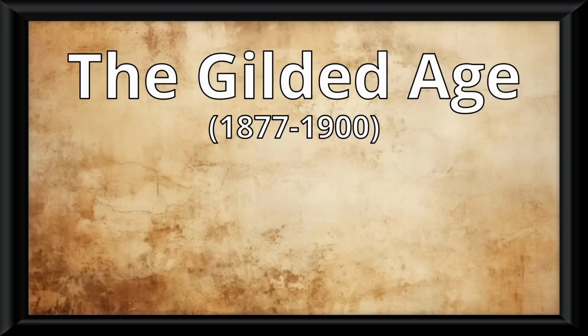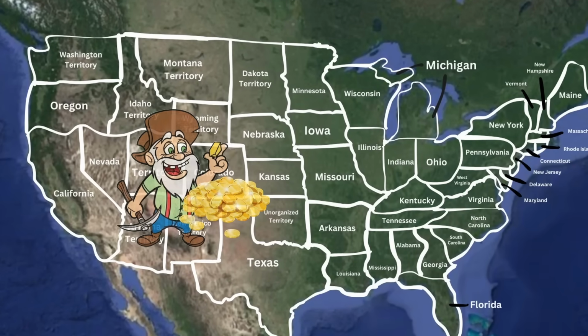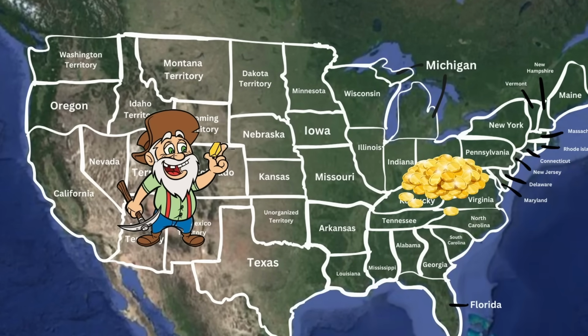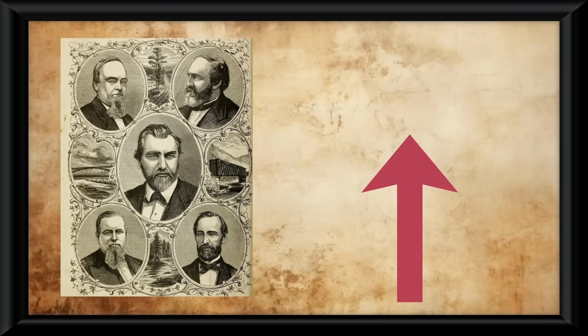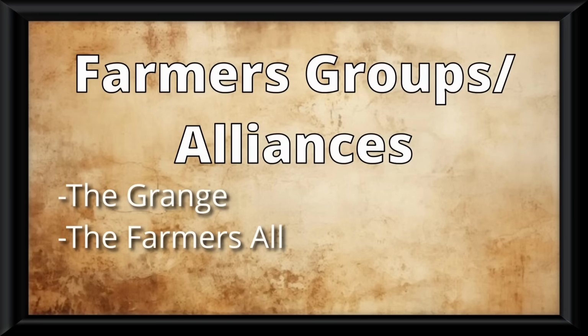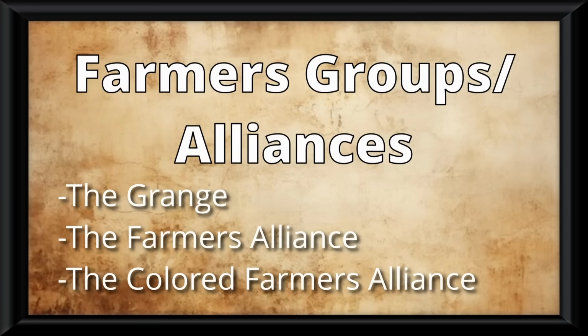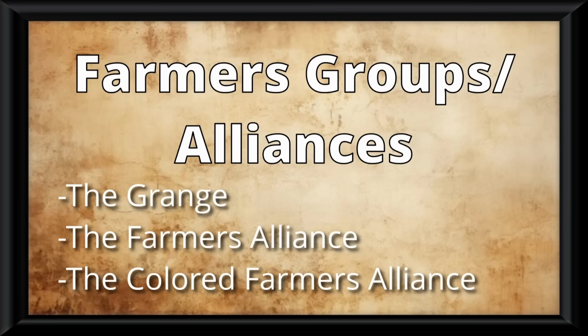Though there isn't a technical start of the Gilded Age, this is how the Gilded Age essentially starts. There's only one way a farmer or miner in the West is going to transport their goods back to the East: railroads. The owners of these railroads knew this and raised the prices on everyone, especially small businesses. This led to farmers creating groups and alliances, such as the Grange, the Farmers Alliance, and the Colored Farmers Alliance. But remember what I said earlier: the rich are in control in this time period. And so it's no surprise that all of these for the most part failed.